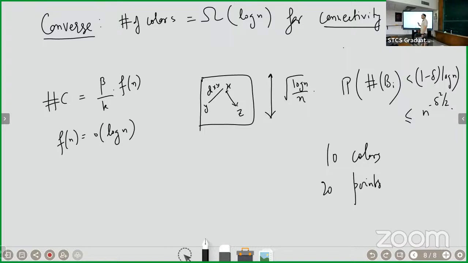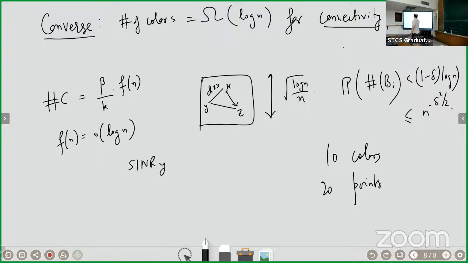Some triangle inequality. How much is this distance at most? Possibly square root 2 log n by n. Yes. So how much is this distance in terms of dxy? It is dxy plus square root 2 times that. So SINR.